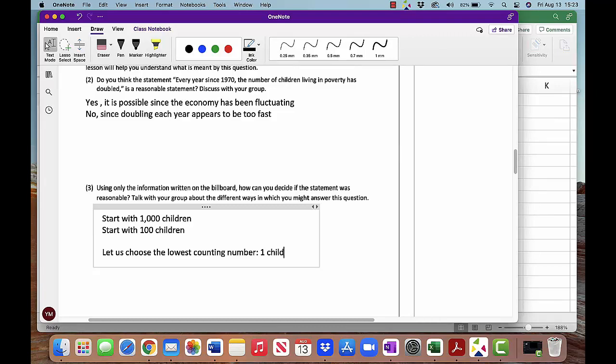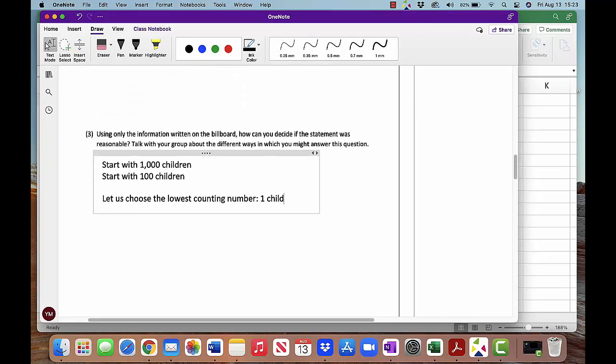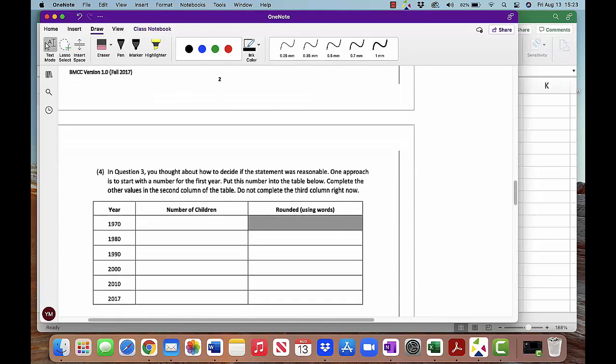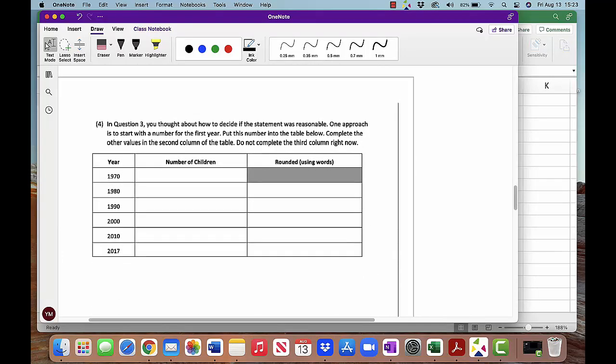So for now, we're going to choose the smallest counting number: one child living in poverty in 1970, and we're going to explore what's going to happen. And that's going to be the conclusion of our first lesson. All right, so we're going to start with the one child living in poverty. We're going to put that right here.